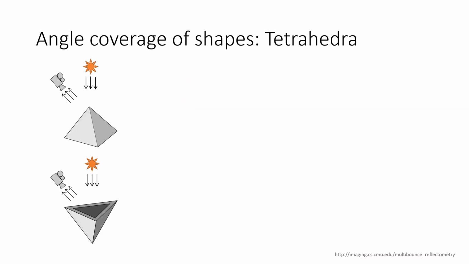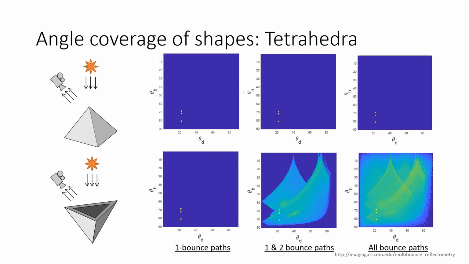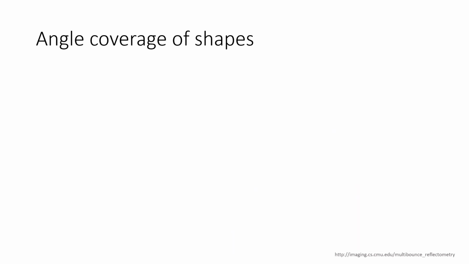Let's look at the convex and concave tetrahedra we considered earlier. If we consider only single bounce paths, then both shapes sample only 3 entries in the bivariate table corresponding to the 3 visible faces of the tetrahedron. However, as we consider paths with more than 1 bounce, we see that the concave shape samples a much larger part of the bivariate table, providing a lot more information about the BRDF.